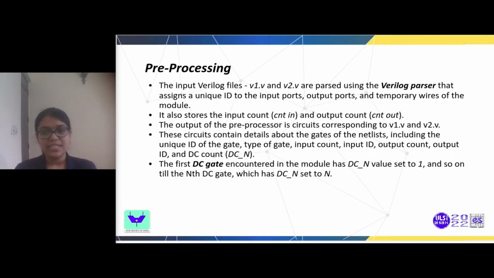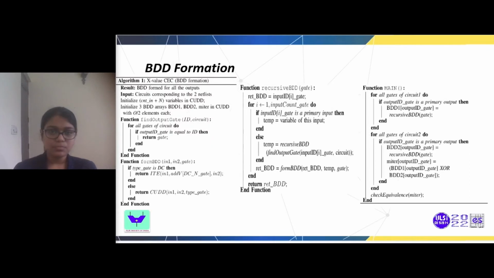The first DC gate encountered in the module has a DC count set to 1 and so on till the nth DC gate, which has a DC count of n. The number of additional variables is equal to the total number of DC gates and in this case it is thus n. The circuits created in the pre-processing step are fed to the BDD formation function one by one to form two BDDs per output corresponding to netlist A and netlist B. These BDDs are compared in the next step of the algorithm, which is the equivalence checking step.